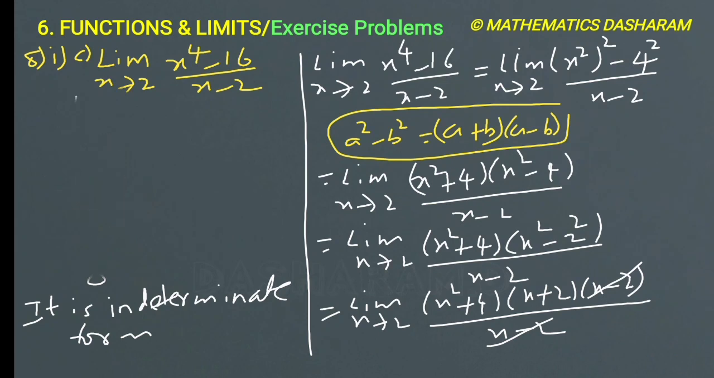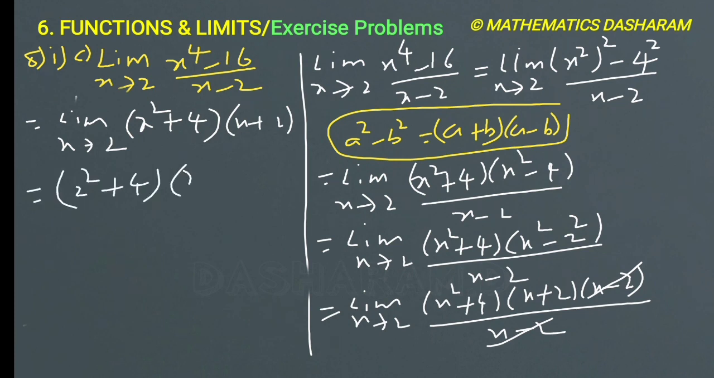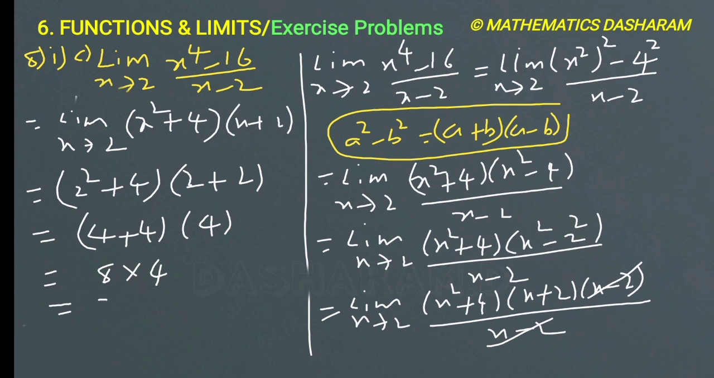So then limit x tends to 2 of (x square plus 4) into (x plus 2). Now substitute x equals 2. So 2 square plus 4 into 2 plus 2. 2 square is 4, so 4 plus 4 is 8, into 2 plus 2 which is 4. 8 into 4 is 32, which is our required answer.